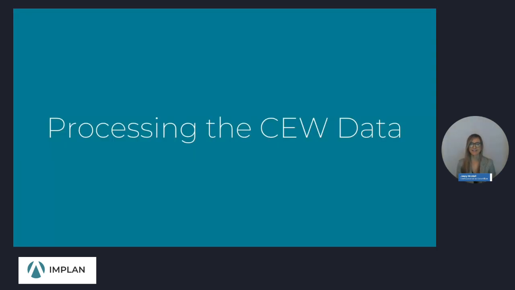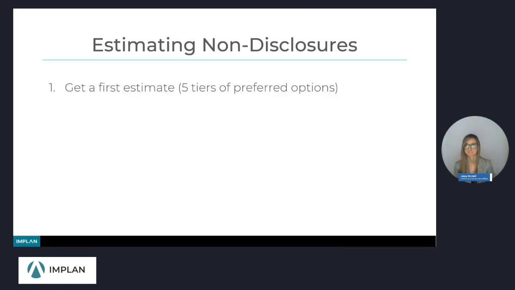All right, now let's get into some of the dirty details of processing the CEW data. The main thing we do is estimating non-disclosure. So all those missing values. How do we do that? There are several steps to this, several stages. First stage is just to get a first estimate. And we have 5 tiers of preferred options for getting a first estimate. It just depends on what other data sources are available for that particular industry and that particular geography.